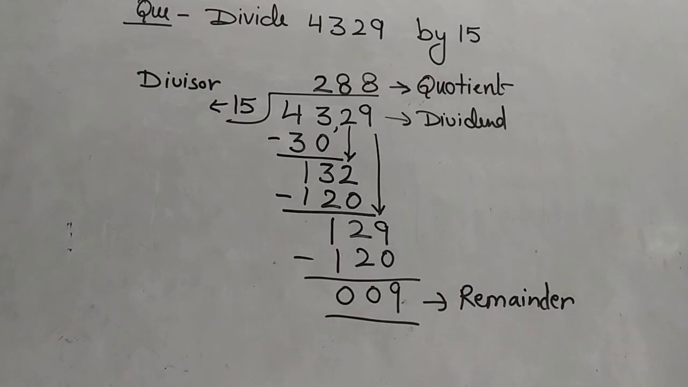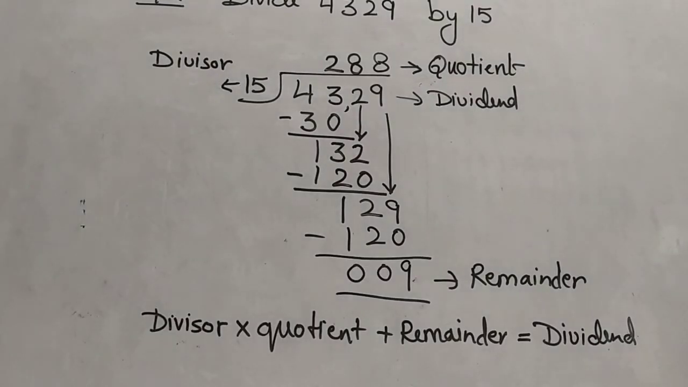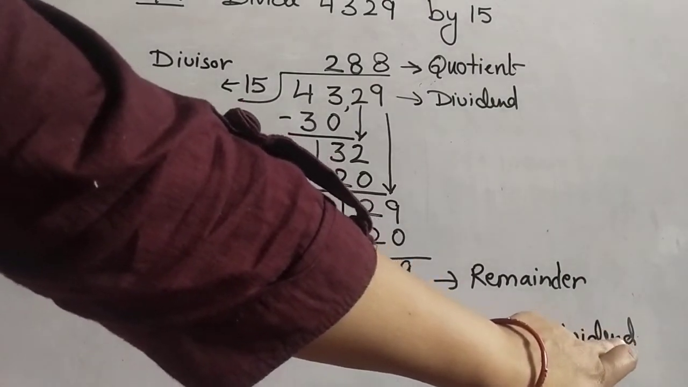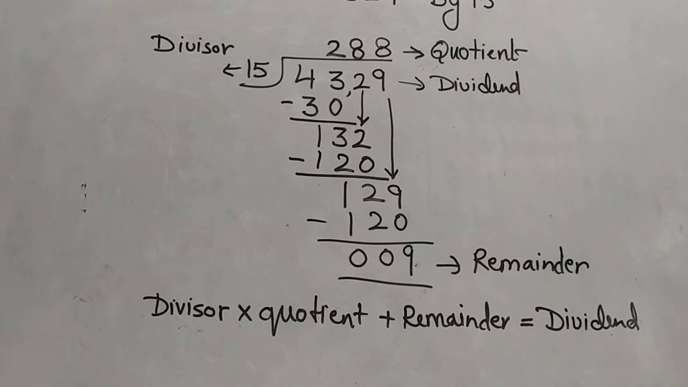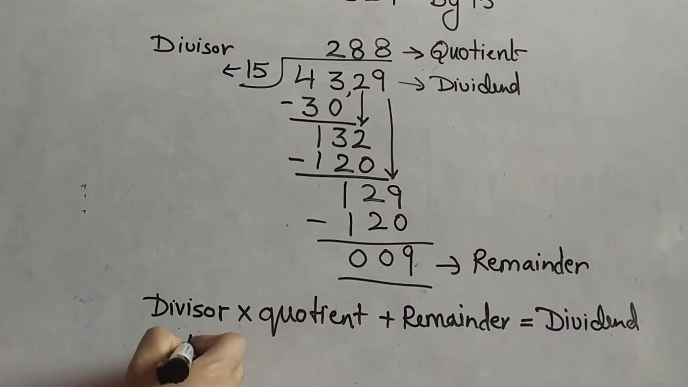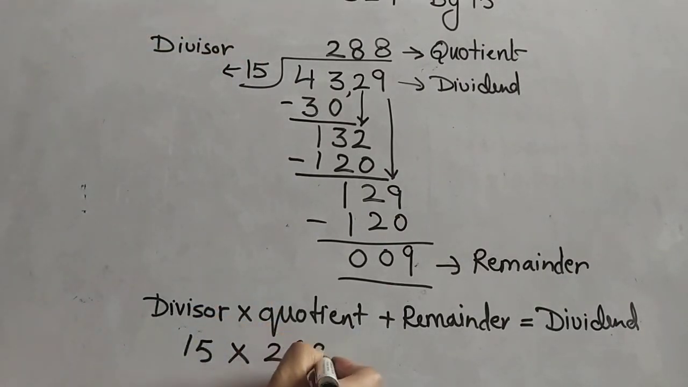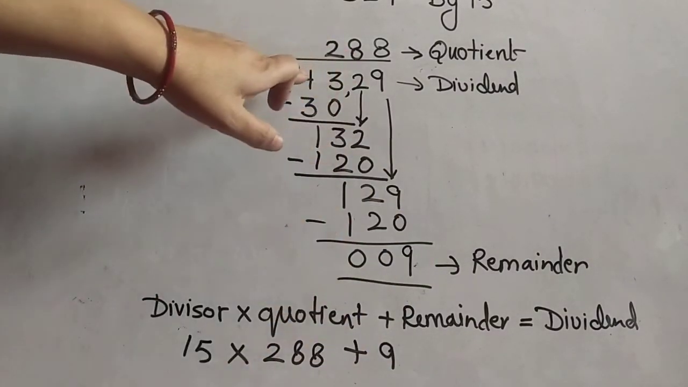Now let's check that we have done this question correctly or not. For that, we will follow this formula. The formula is divisor into quotient plus remainder. It should be equal to the dividend of this question. So let's check it now. According to the formula, we'll put the values. Divisor is 15, quotient 288 plus remainder 9. When you solve it, the answer should be equal to your dividend.